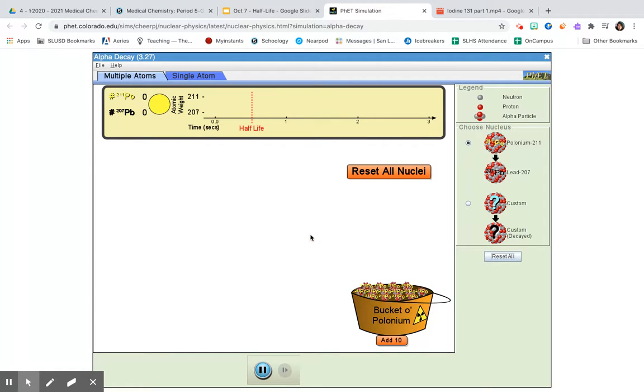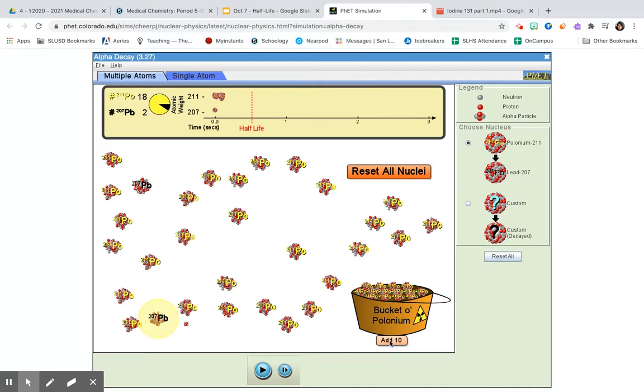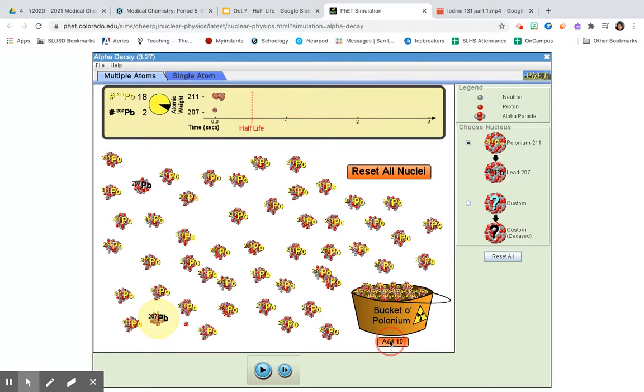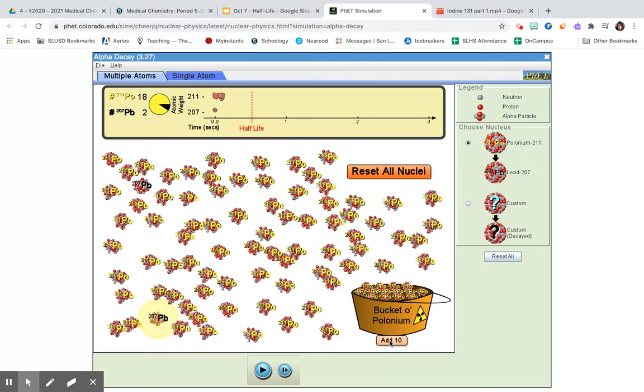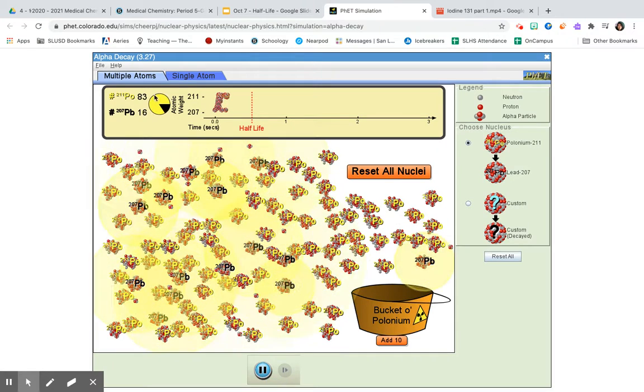So to do that, I'm going to add 100 poloniums at a time. So 1, 10, 20, oops, let me pause this first. 30, 40, 50, 60, 70, 80, 90, 100. So I have 100 polonium. I hit play. All right. So notice what's happening.